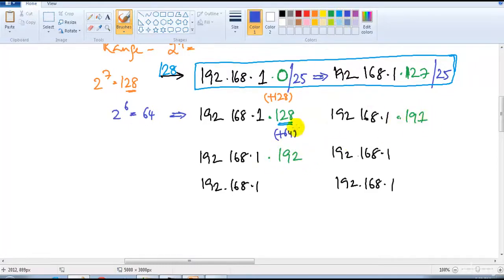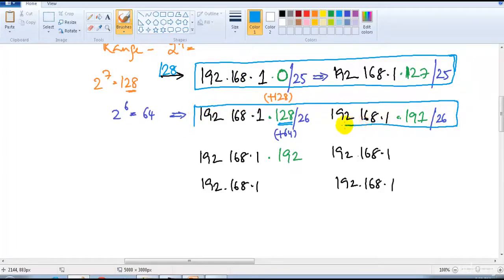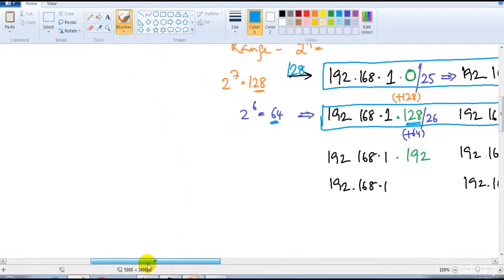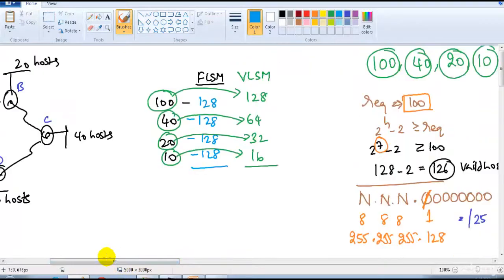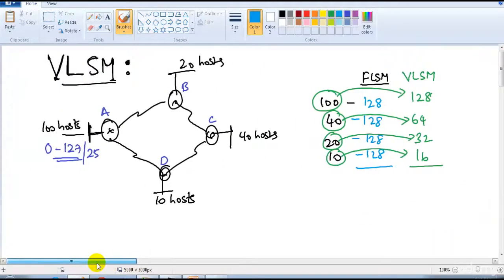And what is the slash value? Slash value is slash 26, if you remember, we calculated. And the next network, that is from 128 to 191, is not exactly 128, it is a size of 64, which is not the same as the previous size. I'm going to allocate it for the next department or the next branch. If you come down here, 0 to 127 is already given, so I'm going to give 128 to 191 with a slash value of 26. I'm going to allocate this to the branch office.